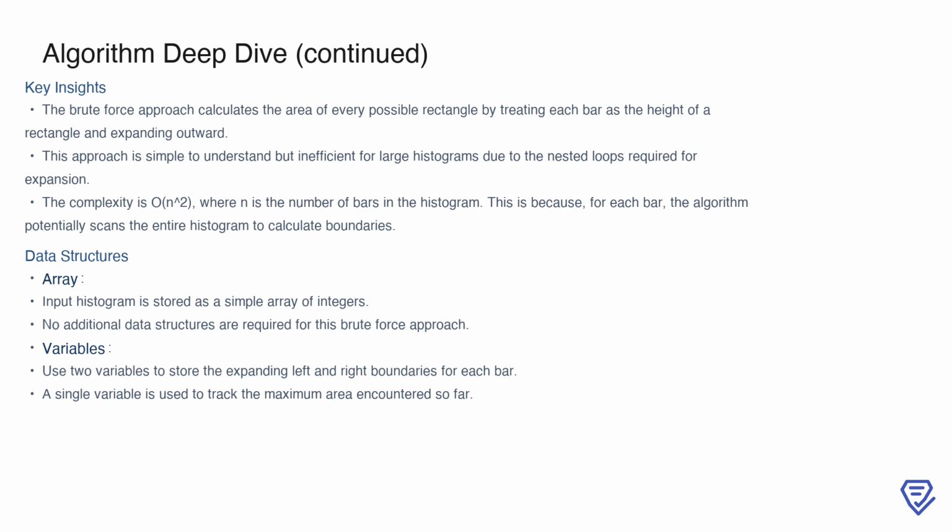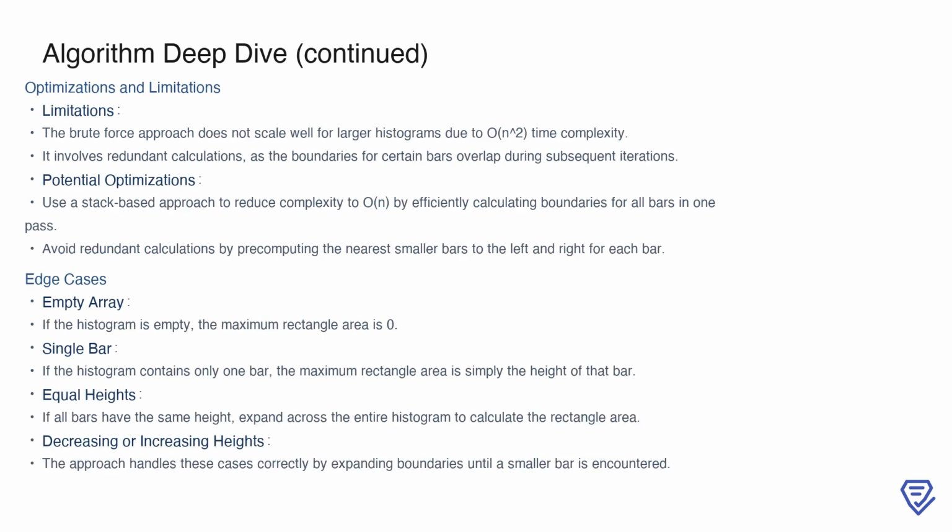Regarding data structures, we use a simple array to store the histogram and a few variables to track the expanding boundaries and the maximum area. This lack of additional data structures makes the approach straightforward, but the inefficiency in handling larger datasets is a significant drawback. Despite being intuitive, the brute force approach has clear limitations.